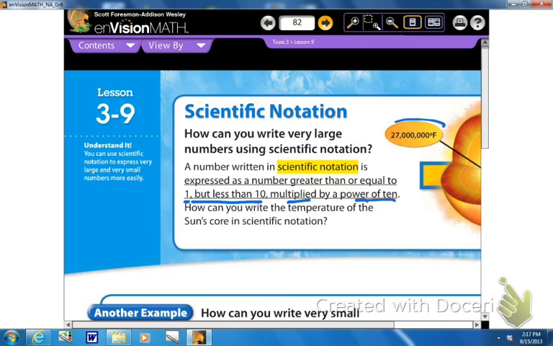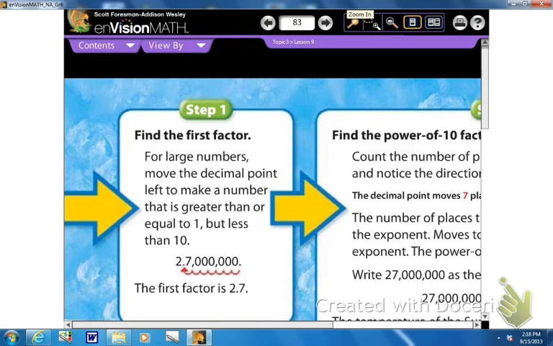So instead of writing a number like 27 million, we're going to write it in a different way to mean exactly the same amount. So how can you write the temperature of the sun's core in scientific notation, which is what we're looking at here? Okay, so let's look at 27 million here.